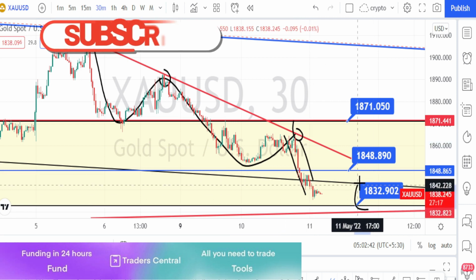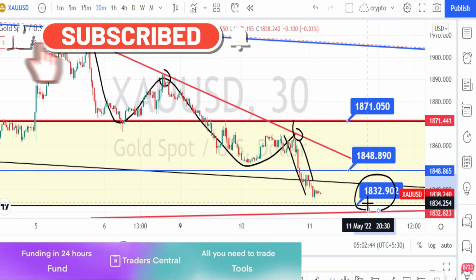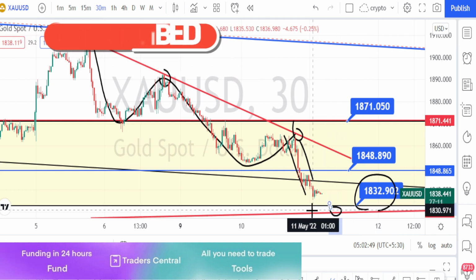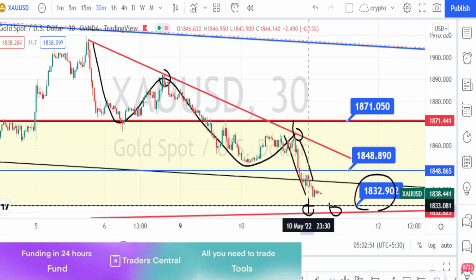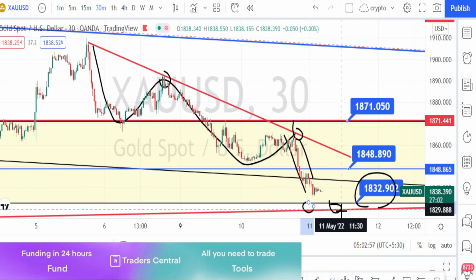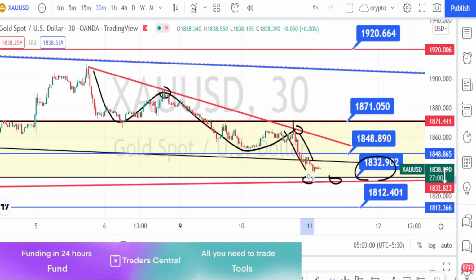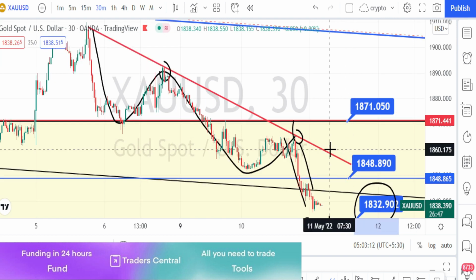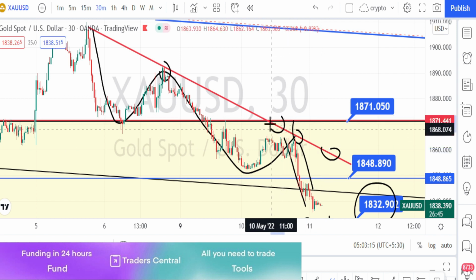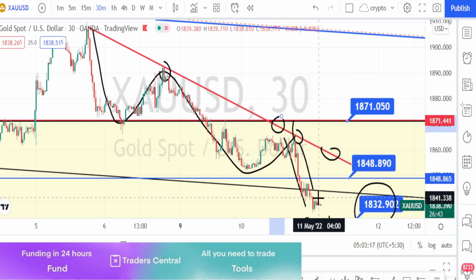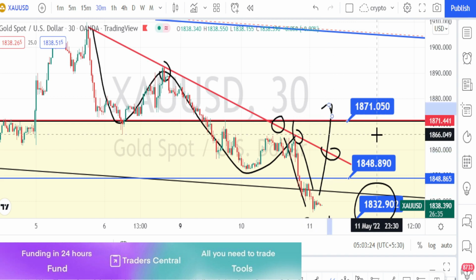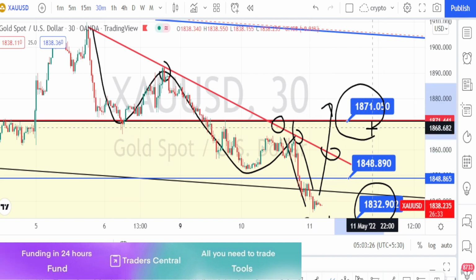So if the bearish trend continues, the next level of support is going to be around 1832, and we have the higher time frame support line also running over here. And if the price action breaks this support line, the next level of support is going to be around 1812. So only when the price action breaks this resistance line in the 30 minutes time frame, we can expect a bullish trend reversal to start in the 30 minutes time frame. The next level of resistance is going to be around 1871.